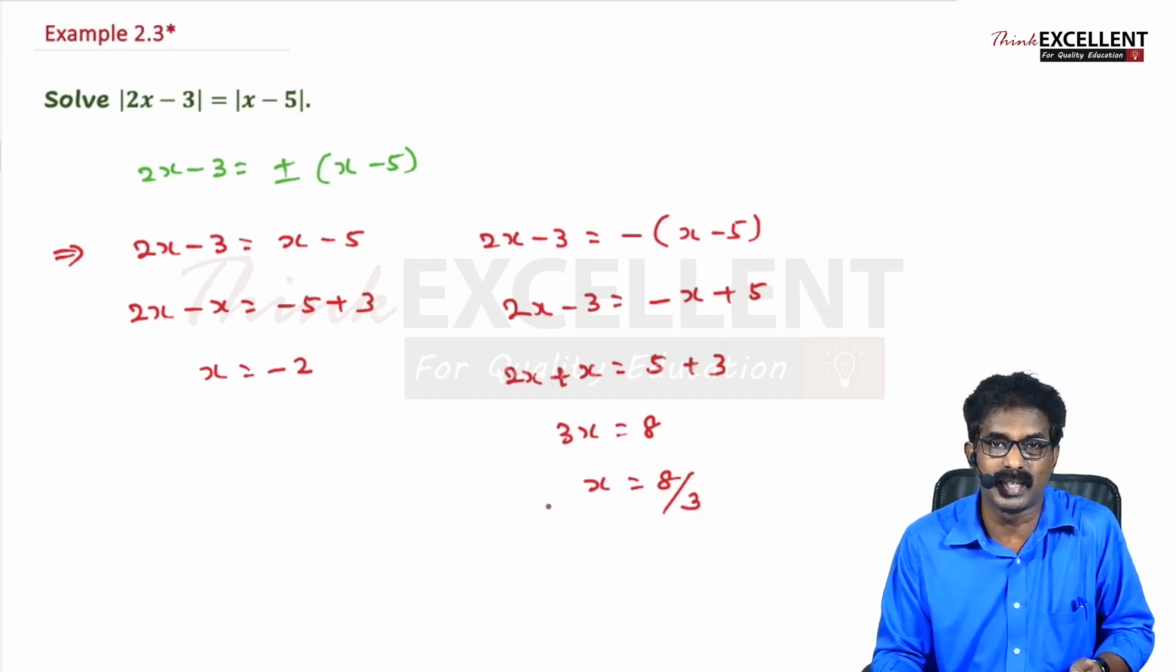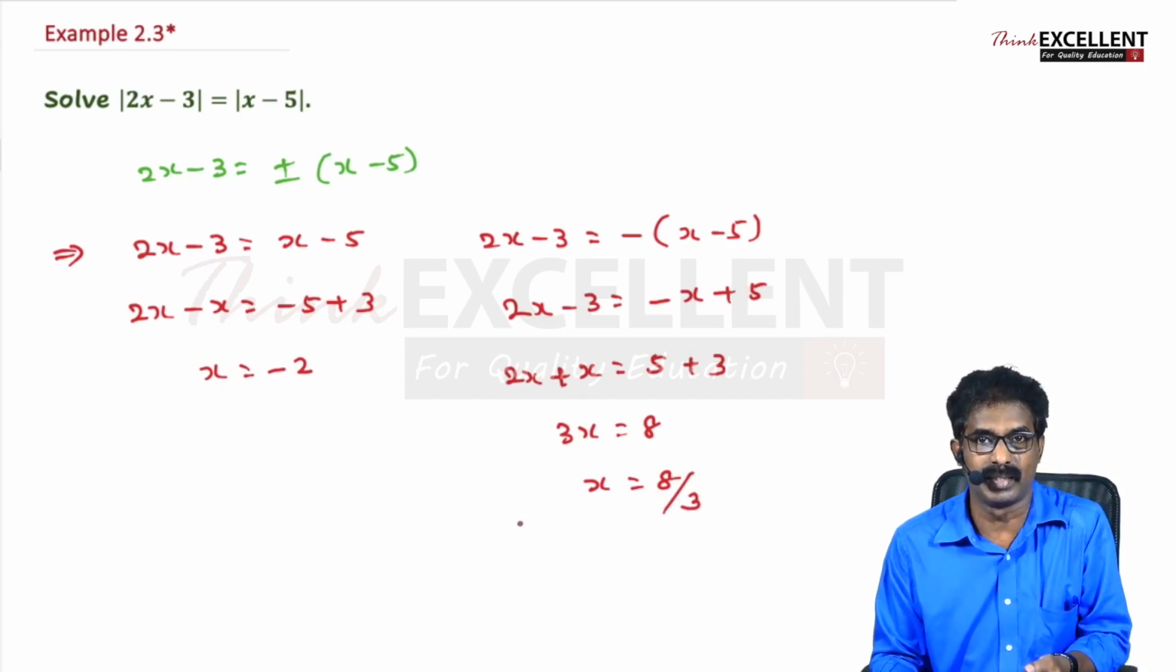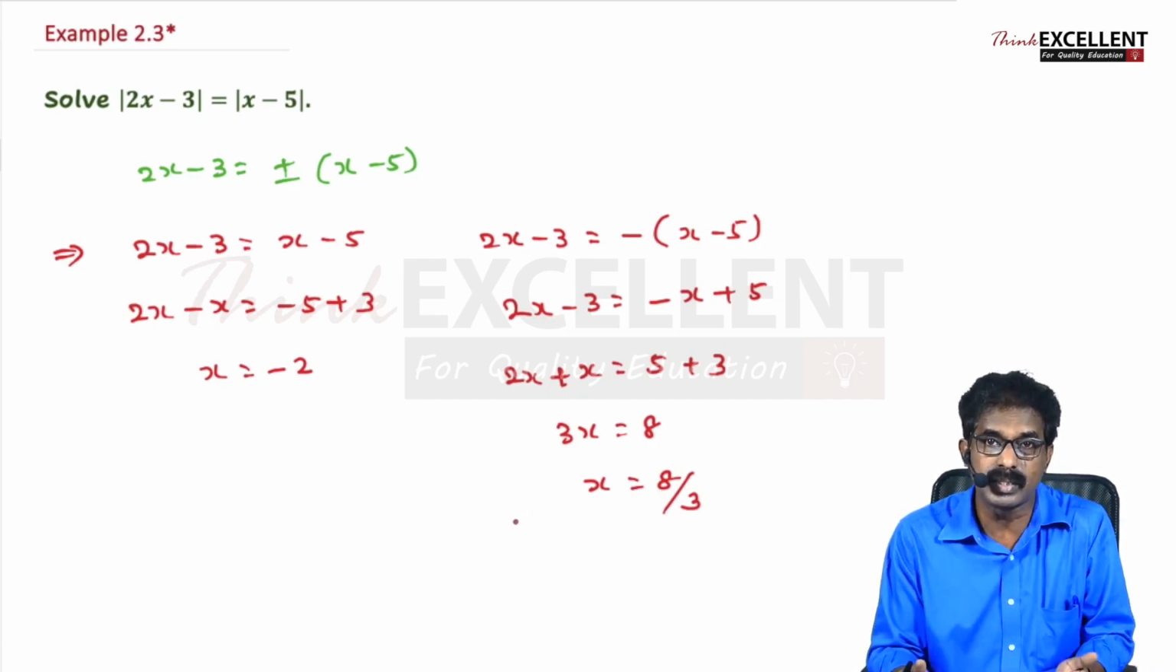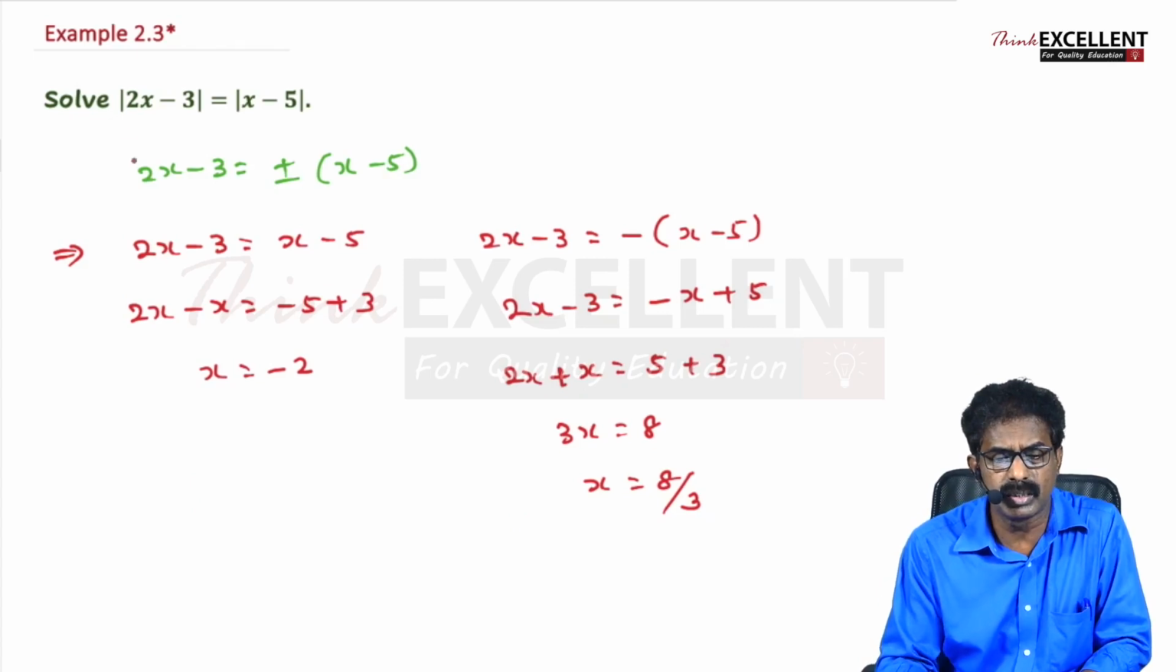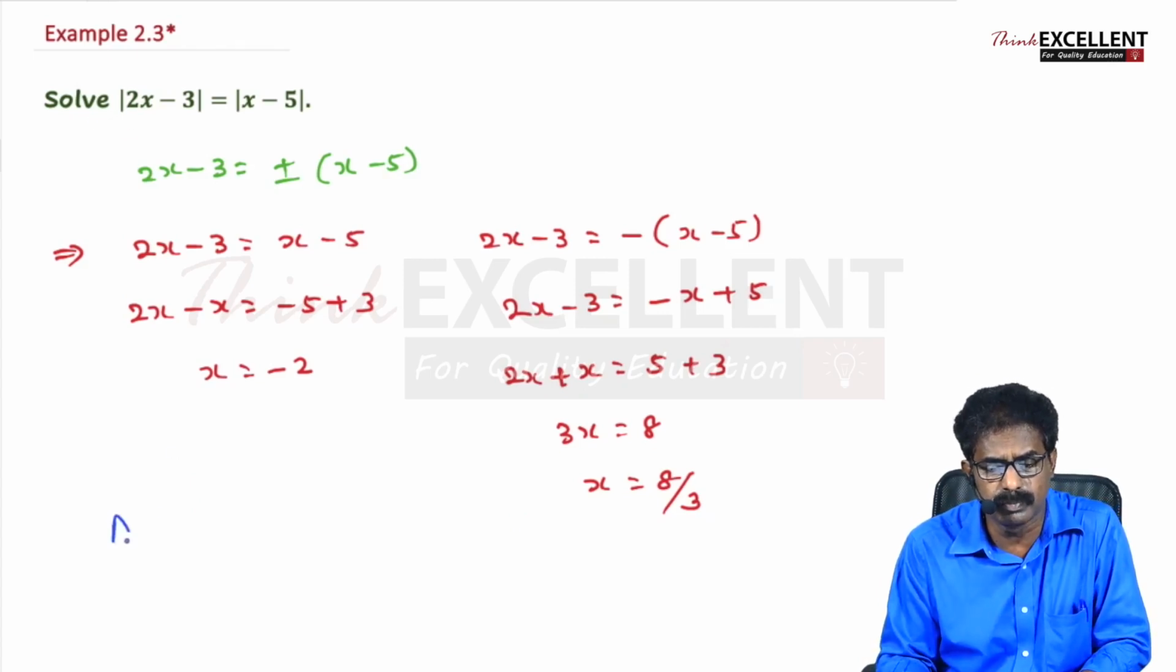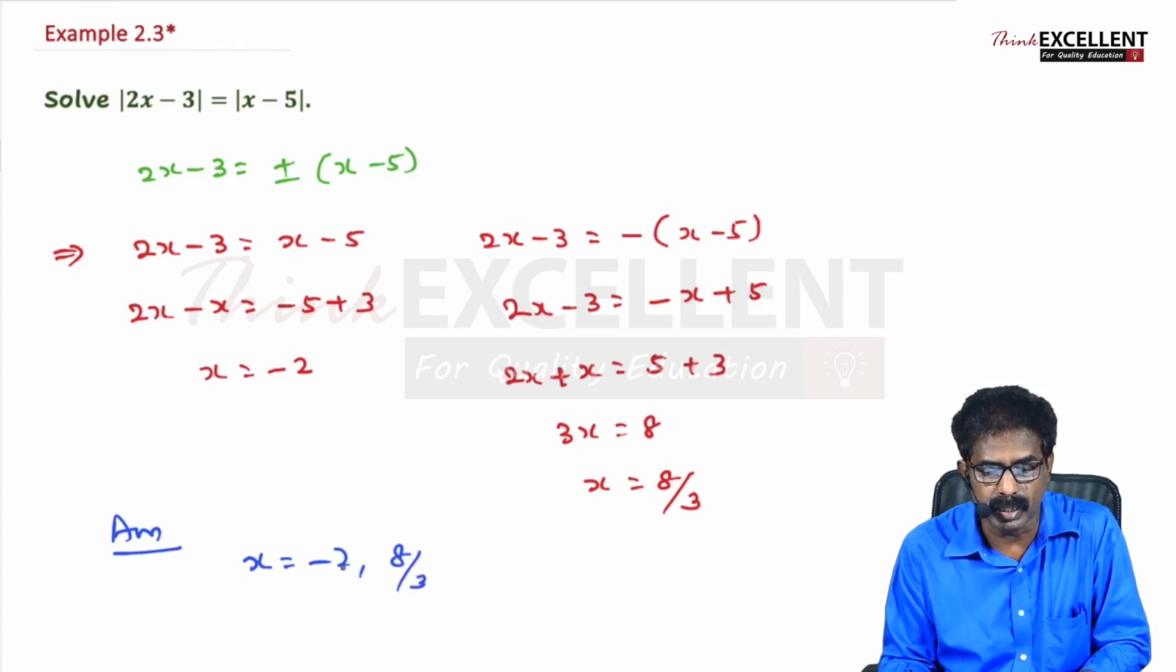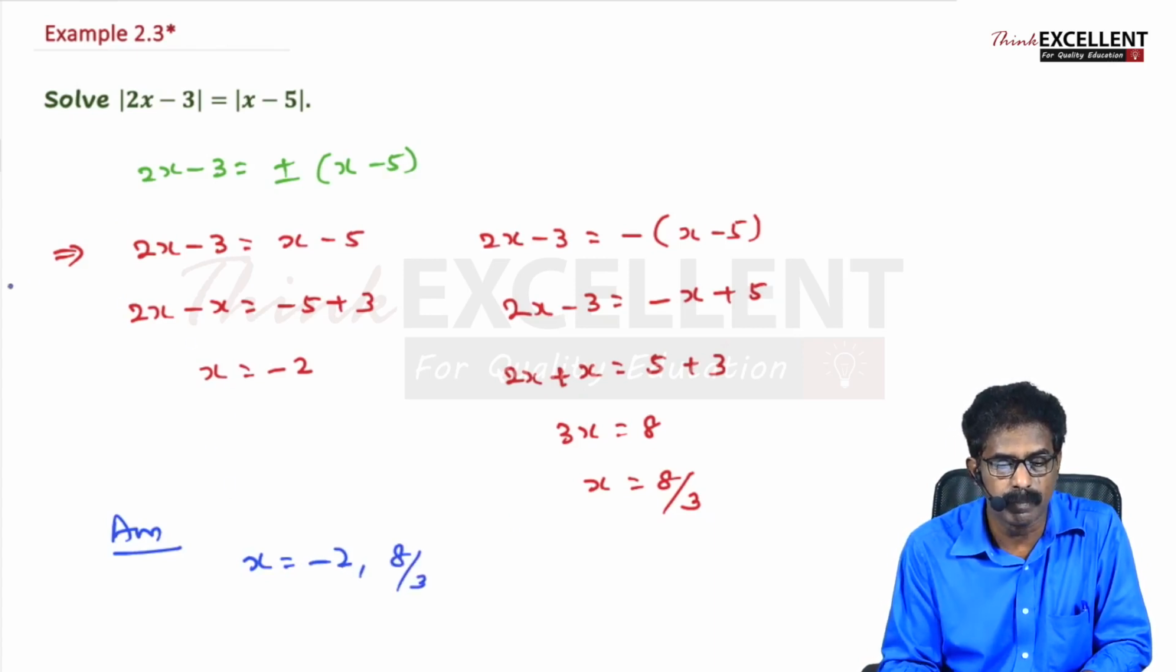Don't say lies inside, lies outside. We say lies inside if it is less than, and if it is greater than, lies outside. But here it is equal. So these are the two answers you are getting. Your answers are x equal to minus 2, and another answer x equal to 8 by 3. Okay, exact values you are getting. And in the examples, I'll take one more question.